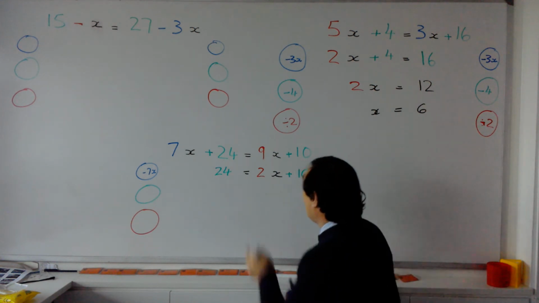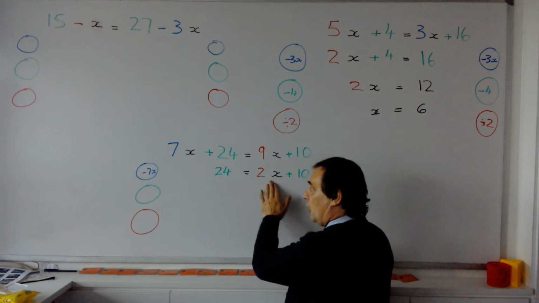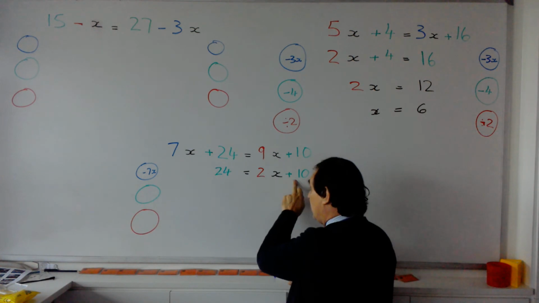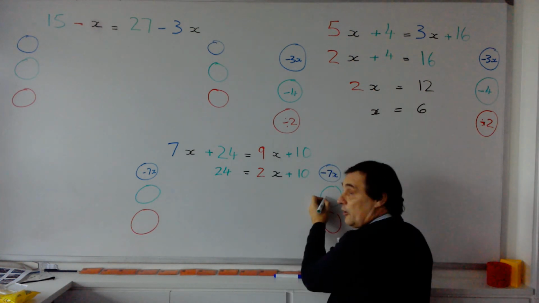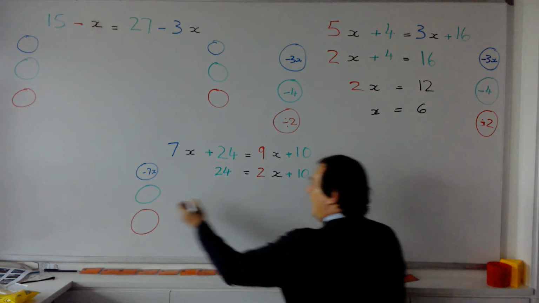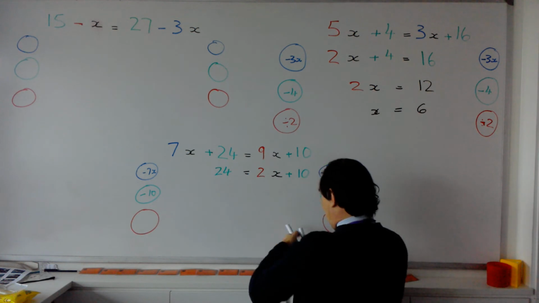Green stage. We've now got 24 equals 2x plus 10. We've got to get the x on its own, so we're going to take the plus 10 over to the other side. The inverse of plus 10 is minus 10, on both sides. That gives us 14.